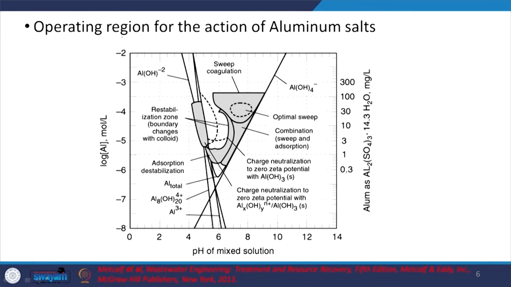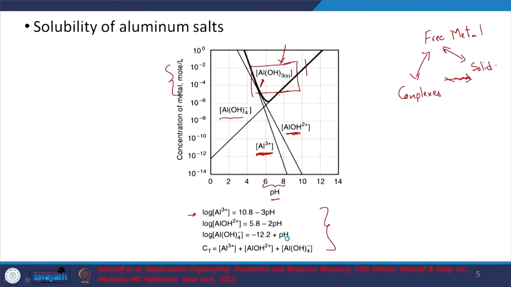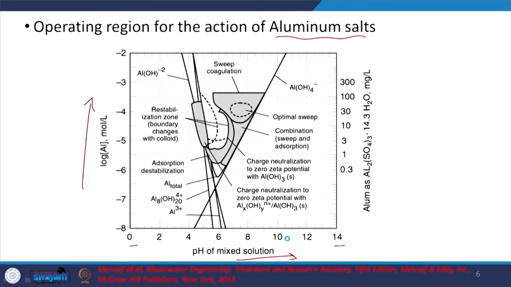And now you can look at this. Here we have the operating region for the aluminum salts when we are talking about coagulation. Here is the pH from 0 to 14 and the concentration of the aluminum on a logarithmic scale. Here we are increasing the concentration as we go along there and pH is increasing as we go along there. As you can see, this figure is relatively similar to the predominance area diagram. Why? Because depending upon the type of aluminum that predominates at those particular conditions of pH and aluminum concentration, you are going to have either charge neutralization or sweep coagulation or such.